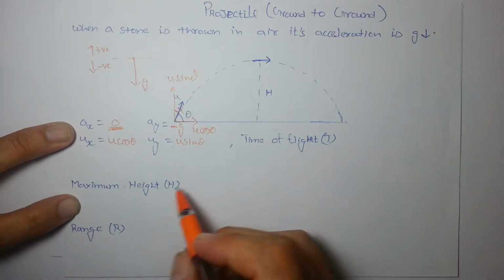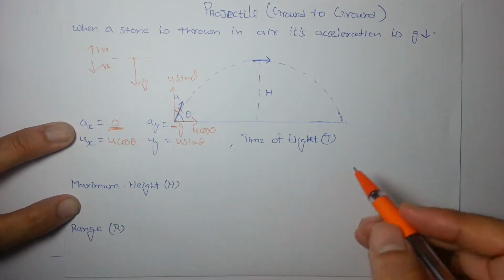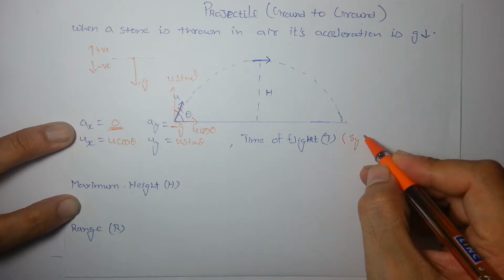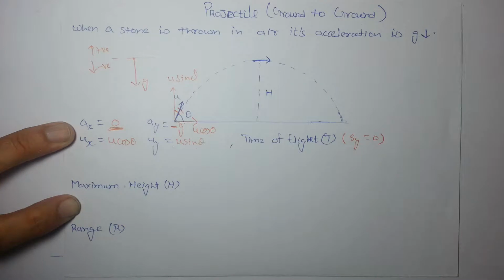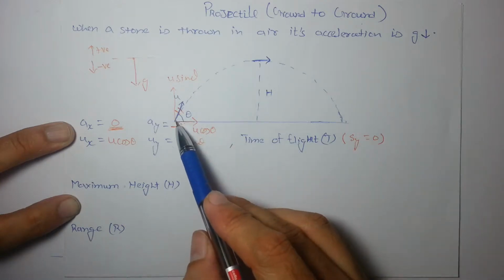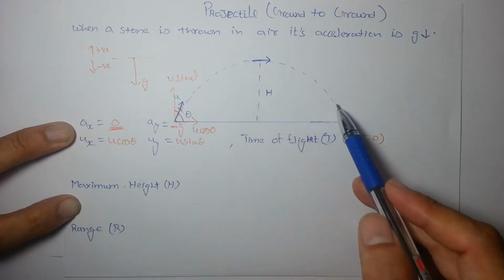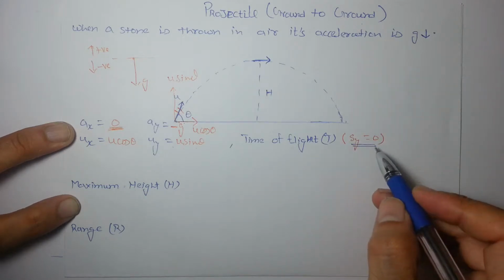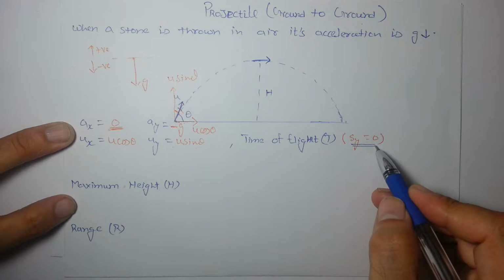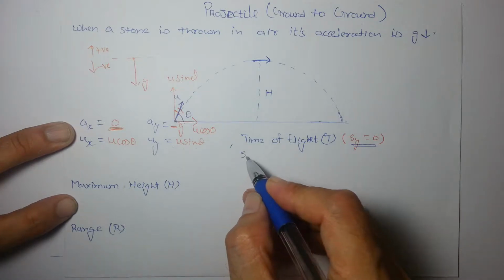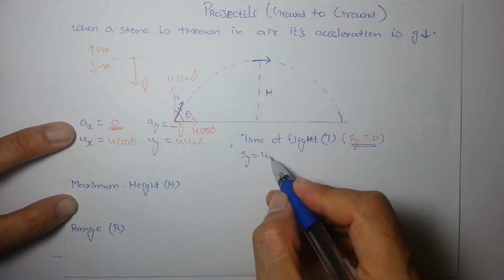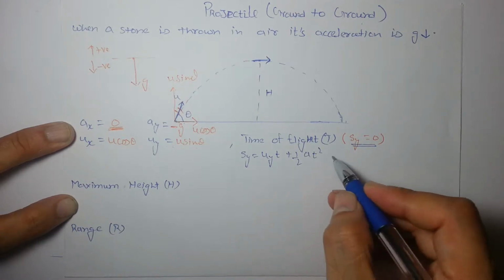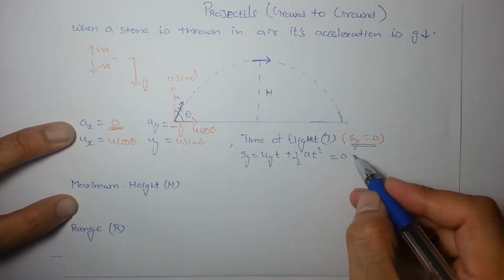Time of flight, maximum height and range. For time of flight, I'll simply say sy equal to 0, because it has gone up and comes down, so there is no displacement in y direction at all, or we can say overall displacement is 0. So just put sy equal to uy t plus half ay t square. We will get 0.